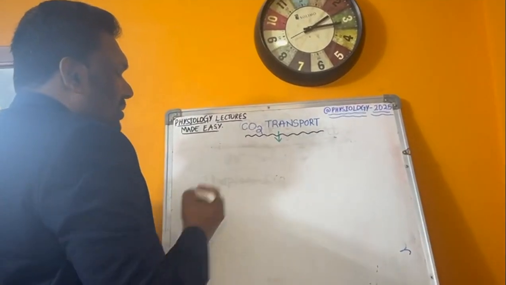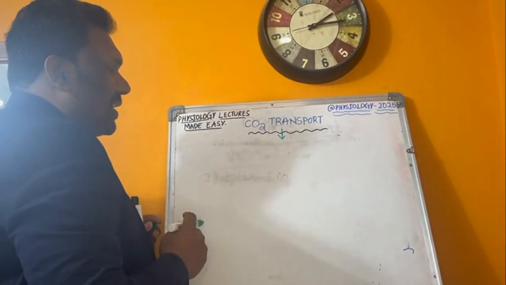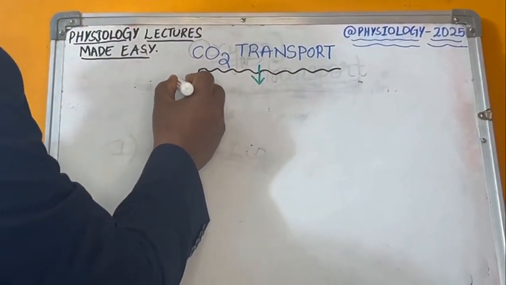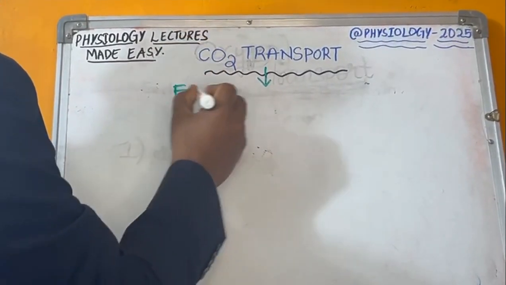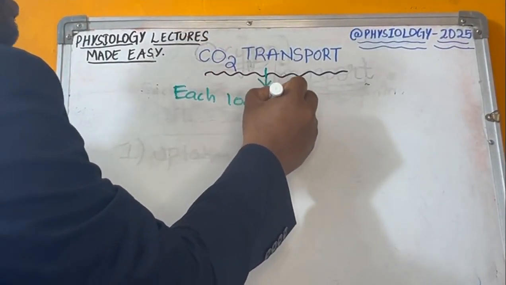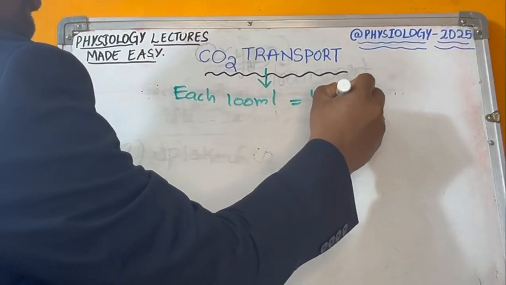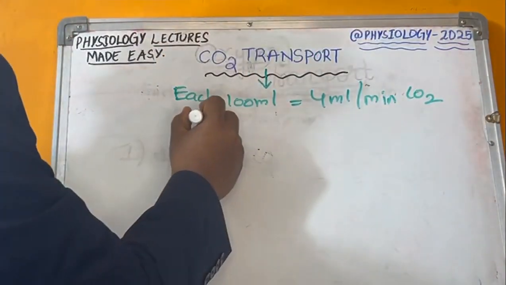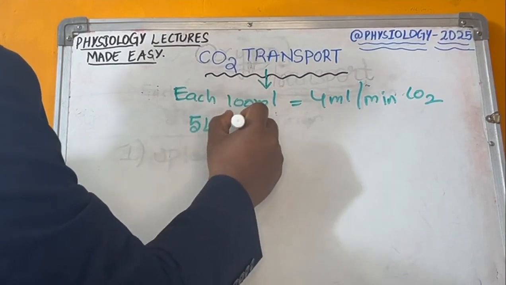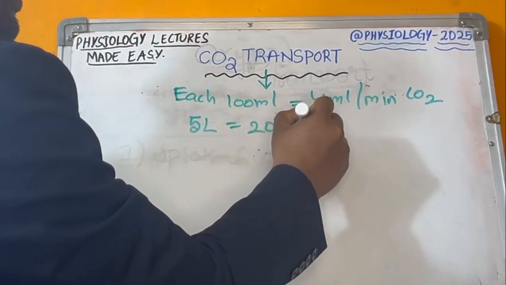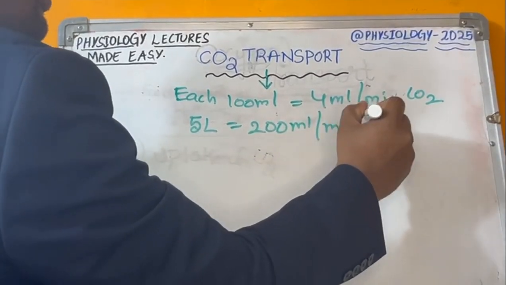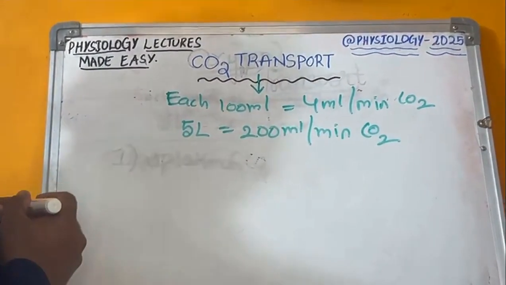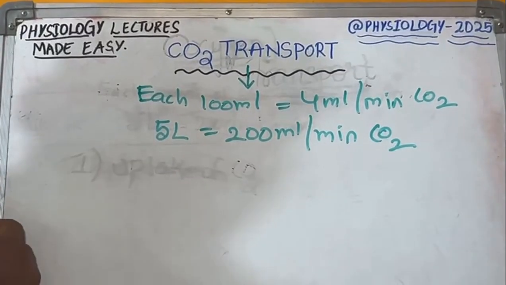Remember, I want to talk about this carbon dioxide transport with simple headings. Each 100 ml of blood carries 4 ml per minute of carbon dioxide. That means 5 liters of blood carries 200 ml per minute of carbon dioxide. So for 5 liters, 200 ml per minute of carbon dioxide is transported in the body.